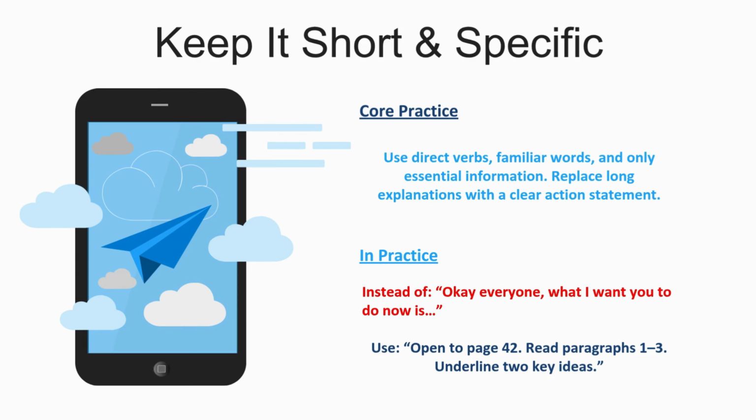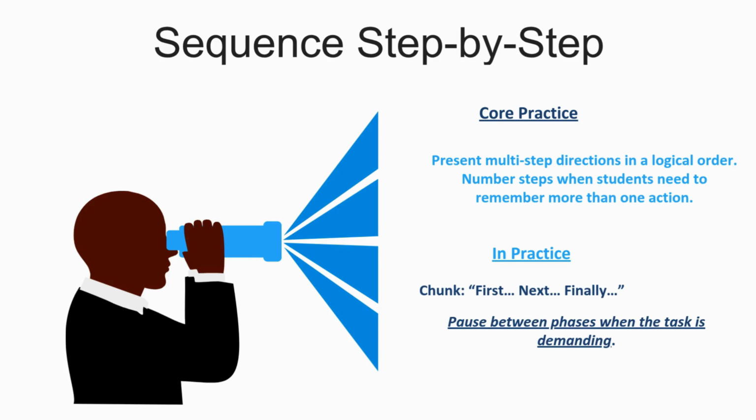Okay. So in practice, instead of saying, okay, everyone, what I want you to do now is, we're going to, say, open up to page 42, read paragraphs 1 through 3, underline 2 key ideas. There's no question as to what I'm supposed to be doing. Those directions are clear and concise, right?